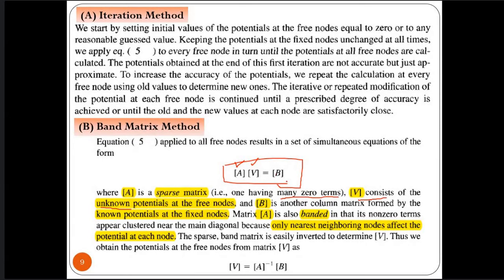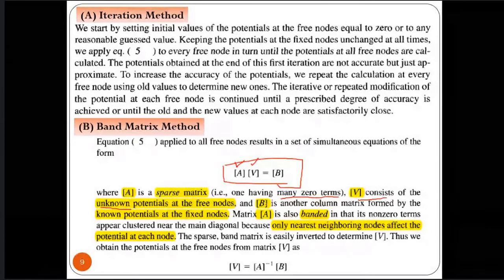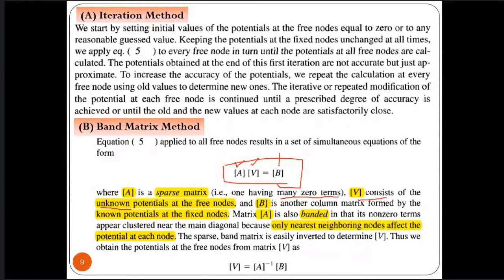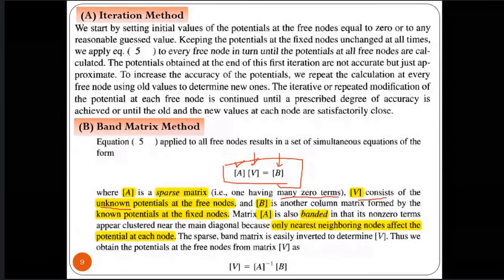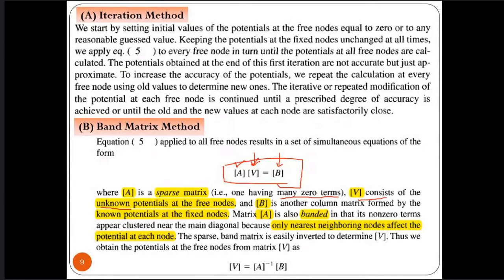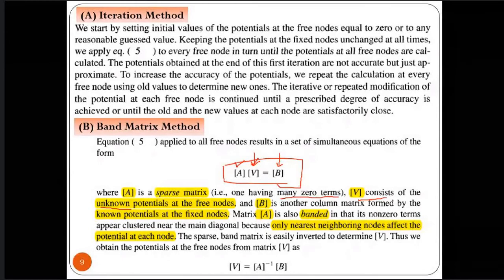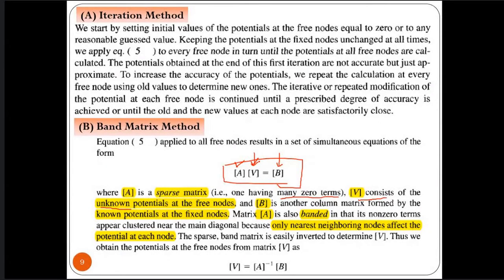And B is another column matrix. It basically consists of the potential of the fixed node. That means this B is a column matrix formed with the help of the known potential of the fixed node. V is a matrix formed with the help of the potential of the free nodes, that is, the unknown potentials. And this A is called the sparse matrix because it consists of a large number of zeros.